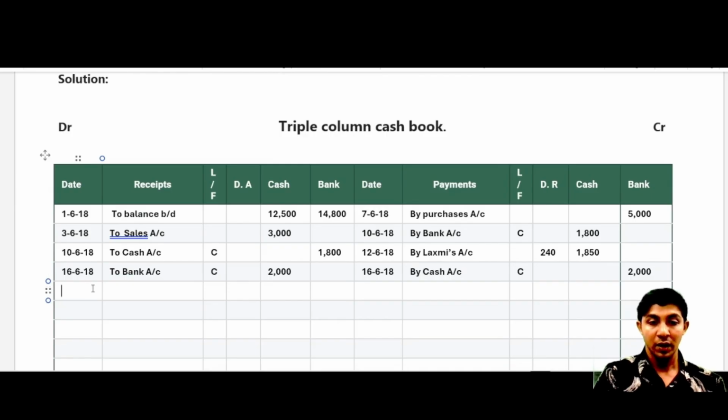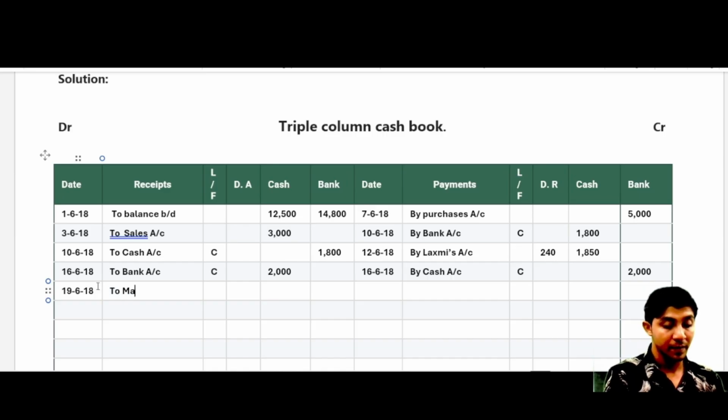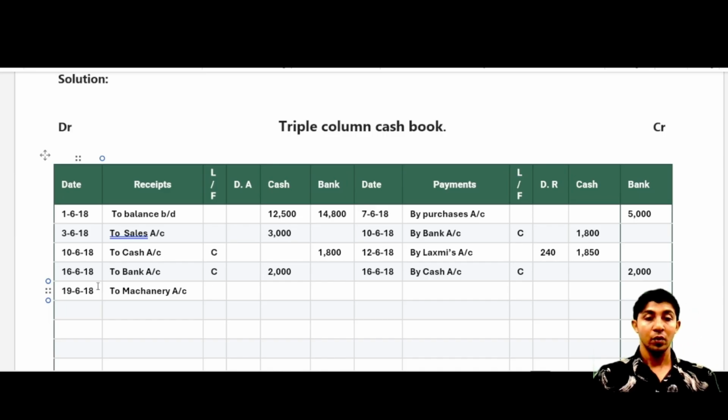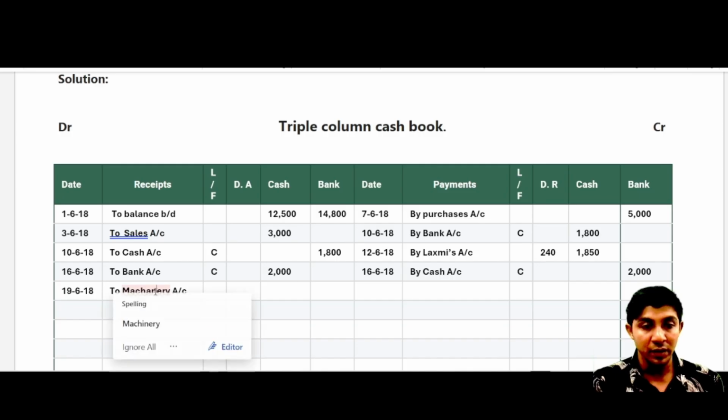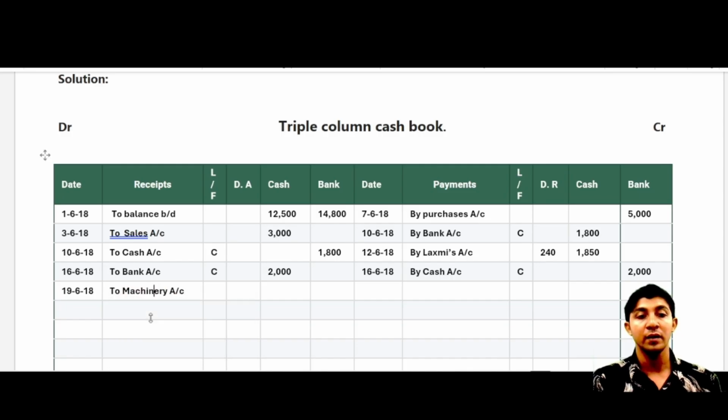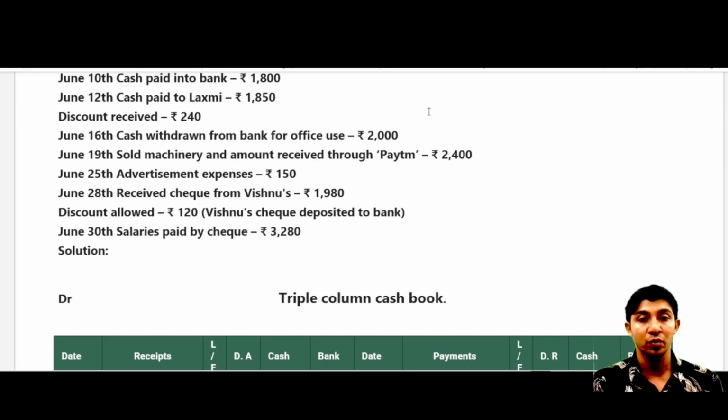First we will write the date 19th June 2018 and in the receipt column we will write क्या बेचे हम, मशीनरी account, and the amount is received through Paytm. तो हमारे बैंक अकाउंट में आते हैं पैसे. We need to enter the amount in the bank column. What is the amount? The amount is rupees 2400.